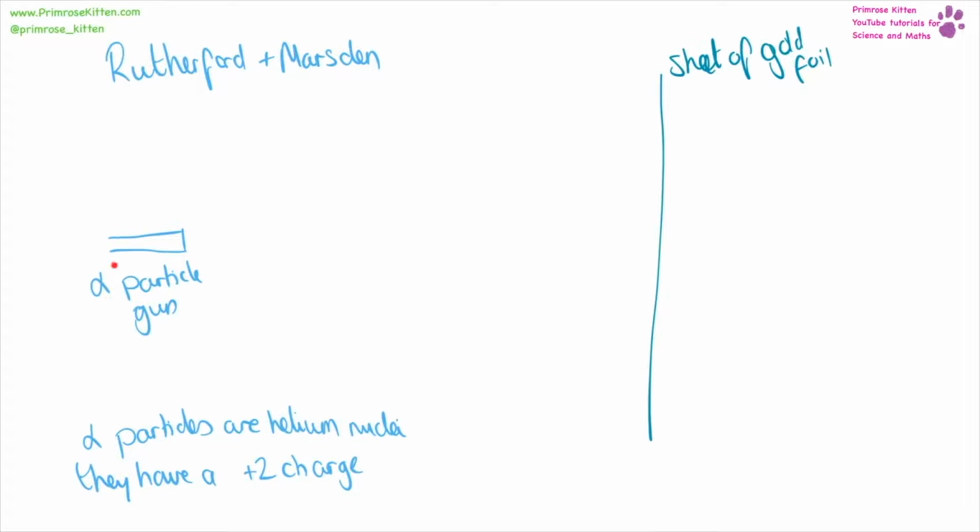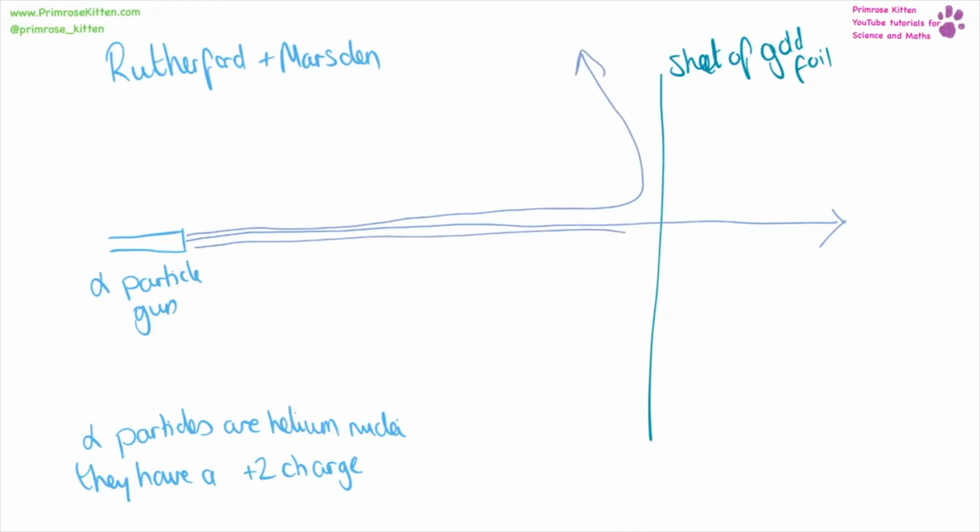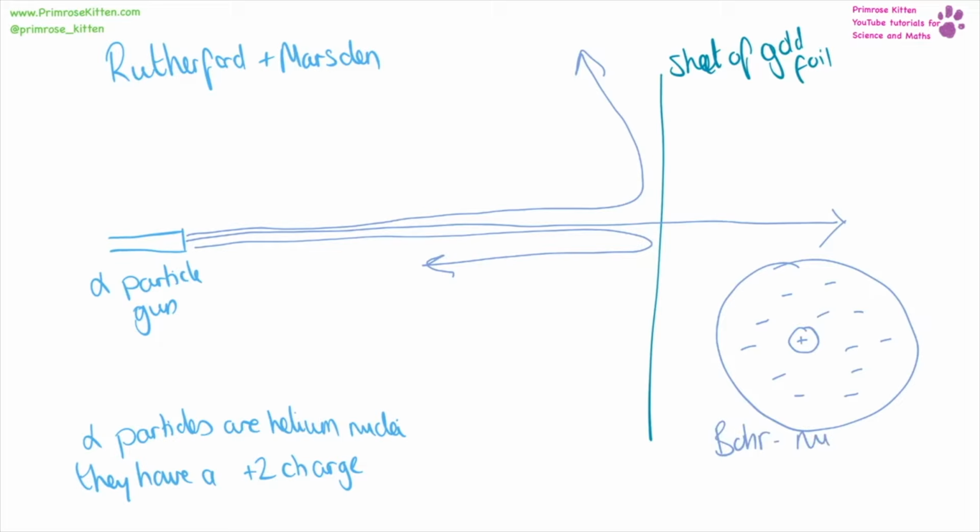They took an alpha particle gun, and alpha particles are positively charged, and they had a sheet of very thin gold foil. And what they did is they fired alpha particles at this sheet, and the majority of them went straight through, which was a bit weird. Some of them got deflected a little bit, and some of them got deflected a massive amount. And this suggested that there was a centre which was positive, a small part that was positive, and then a large section all around which was negative. And this led to the development by Bohr of the nuclear model that we use today.